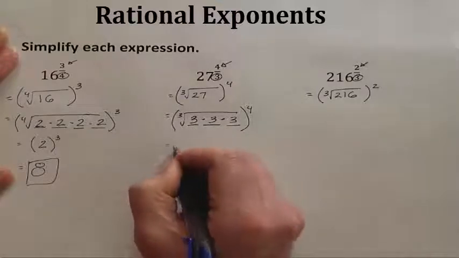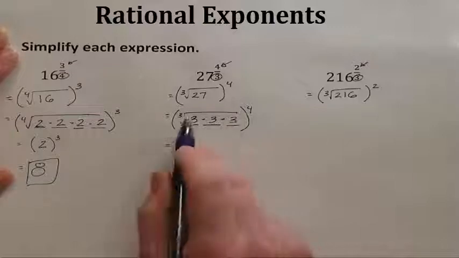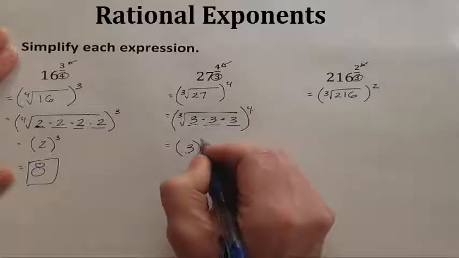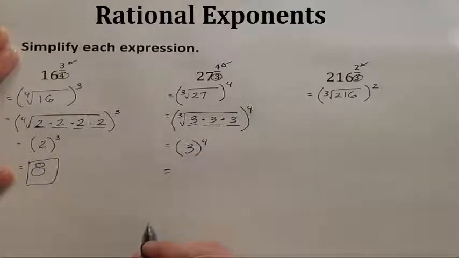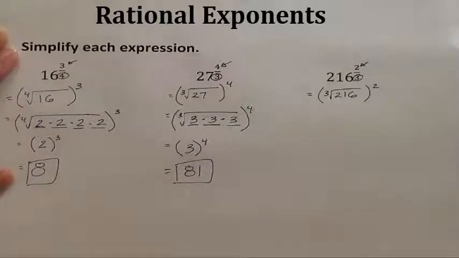So order of operations says I have to do the inside of my parentheses first. I'm looking for what one number was all 3 of these times. Well, it was a 3. Again, this is all still raised to the fourth power. So now I'm doing 3 to the fourth power. 3 to the fourth power is 81. So my answer is 81, and I'm done.